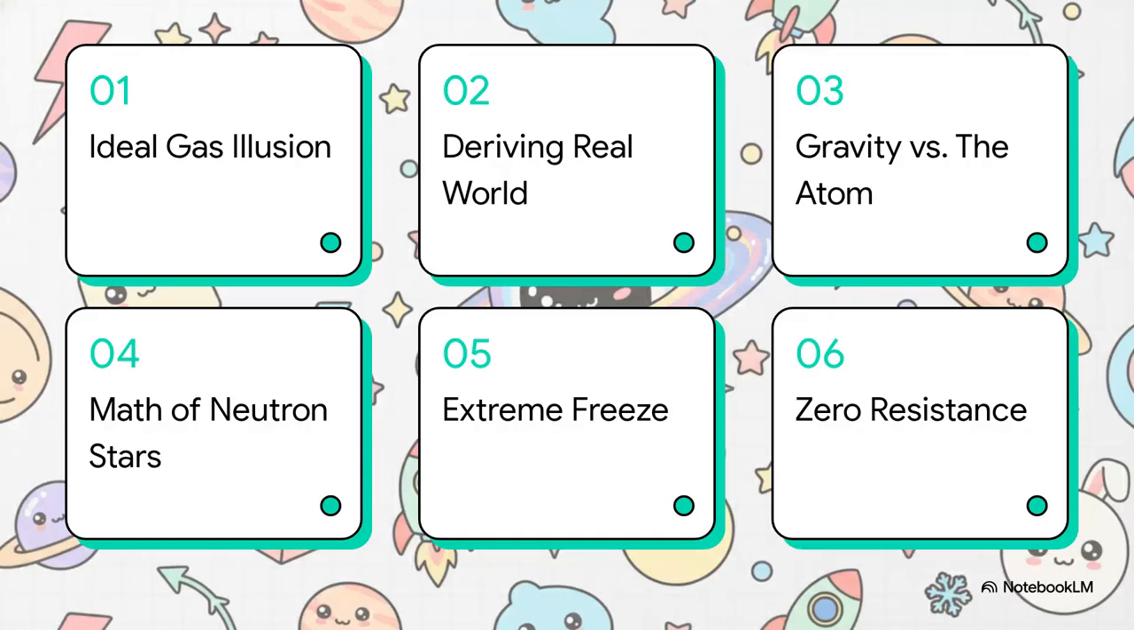Okay, let's dive into this. We've got a really structured journey mapped out today, starting with normal thermodynamics and going all the way to extreme gravitational and quantum physics. Our stops are the ideal gas illusion, deriving the real world, gravity versus the atom, the math of neutron stars, approaching absolute zero, and finally, when resistance becomes zero.